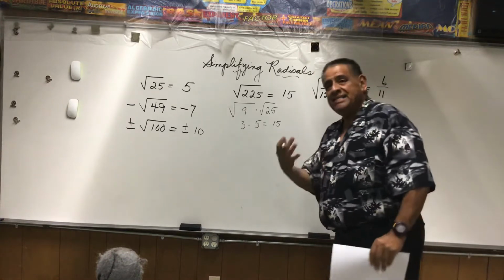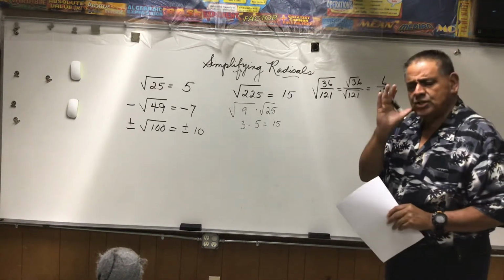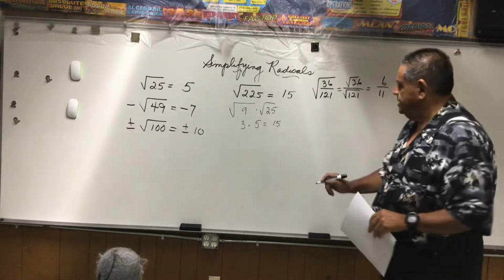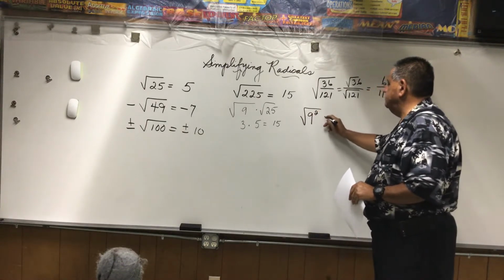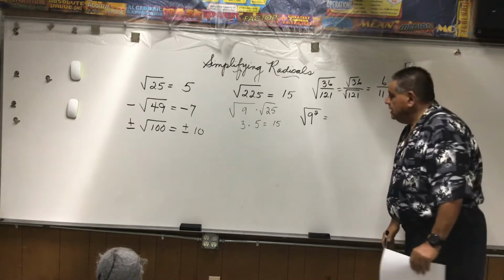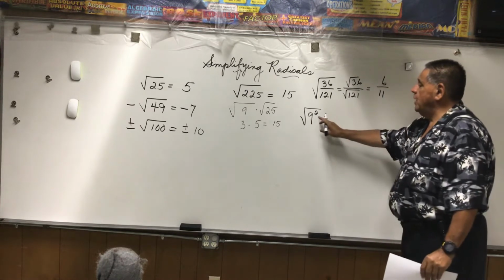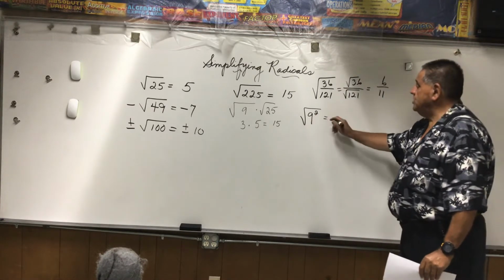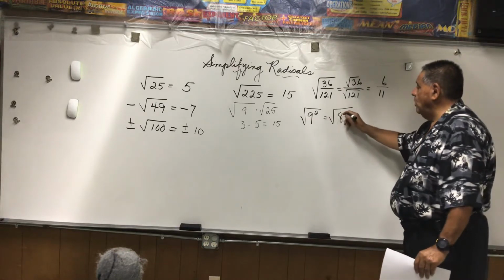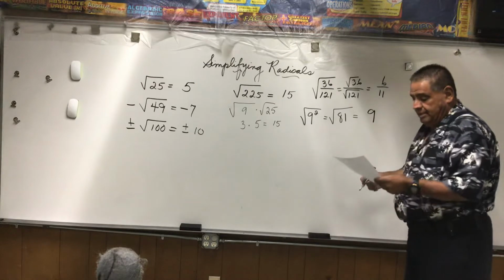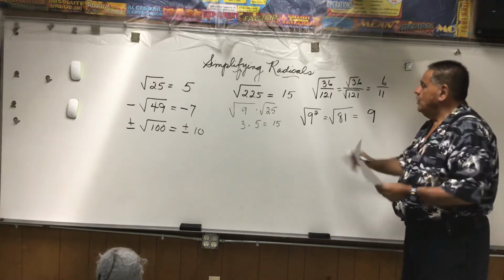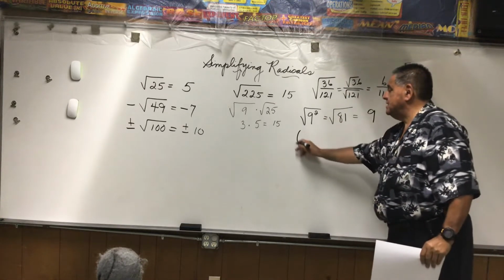Now, on these next ones, pay specific attention how it's written. So for example, the square root of 9 squared. Well, square root of 9 squared, let's square 9, so we get radical 81. The square root of 81 is 9. Right? We could also rewrite this as this.